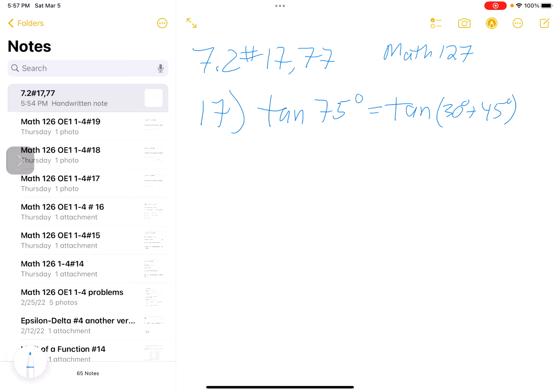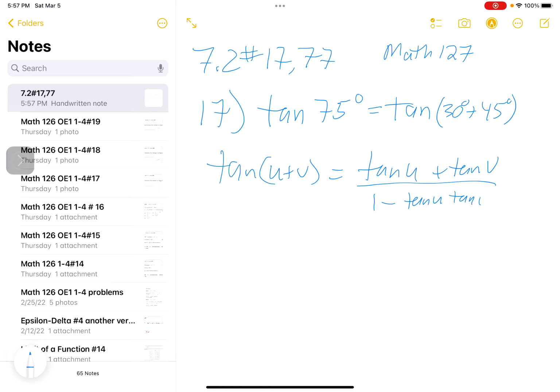For this problem, we're trying to find tangent of 75 degrees, and they tell us to use the sum or difference formula. I'm going to use the sum formula, so tangent of 30 degrees plus 45 degrees. Recall that tangent of u plus v is tangent of u plus tangent of v over 1 minus tangent u, tangent v.